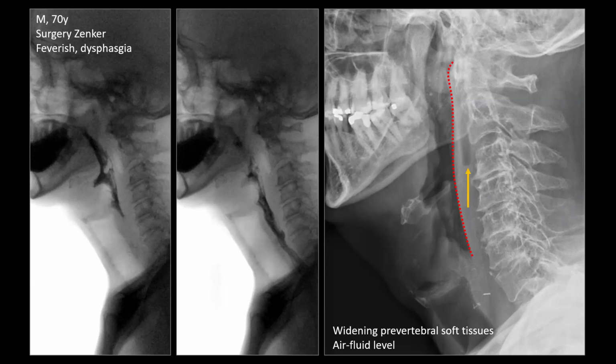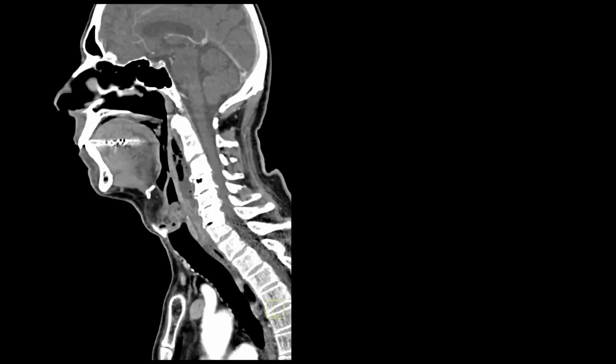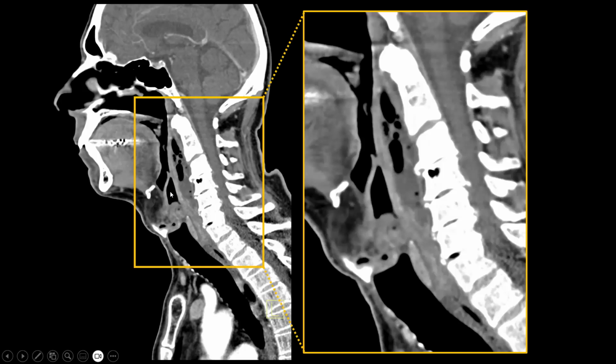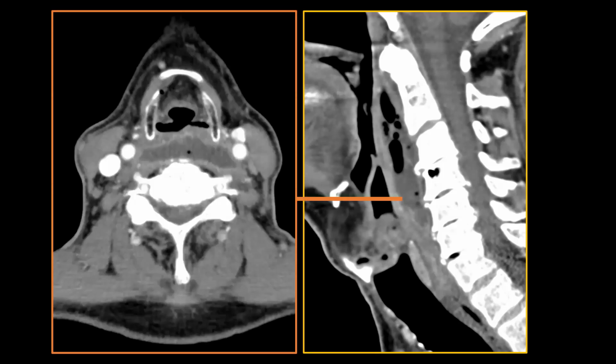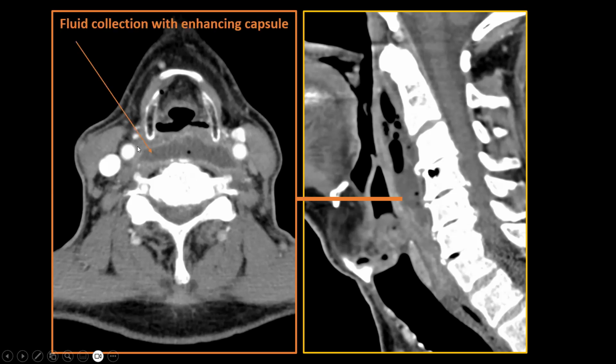Of course, with this finding, we did a CT of the neck, and what do we see? We see a retropharyngeal fluid collection containing air bubbles. This was a retropharyngeal abscess, a complication of the surgery the patient had undergone a couple of days earlier. And why do we call it an abscess? Well, let's look at the axial images performed at about this level, and we see a fluid collection in the retropharyngeal space with an enhancing capsule. And that's very important. When we see fluid with an enhancing capsule, we call it an abscess, and this is something that needs to be drained.